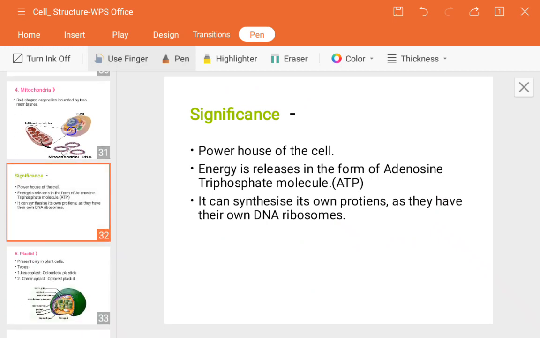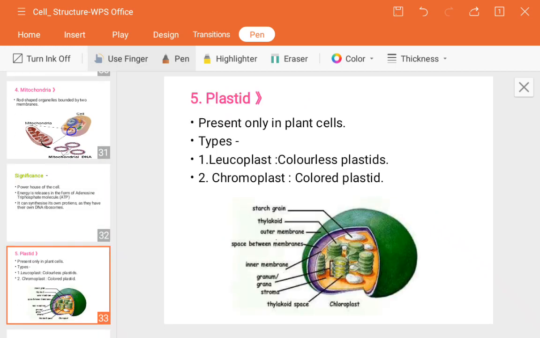The next organelle is the plastid. So what is the plastid? It is the organelle which is present only in the plant cell. Till now, whichever organelles we have studied are all present in plant and animal cells. But the plastid is present only in the plant cell. Now, which are the types of plastids? Those are the chromoplast and the leucoplast.